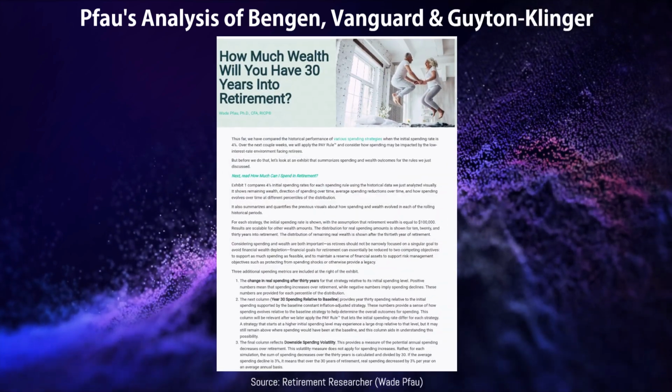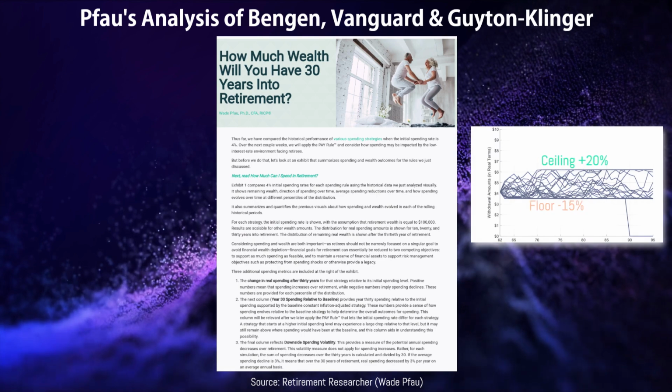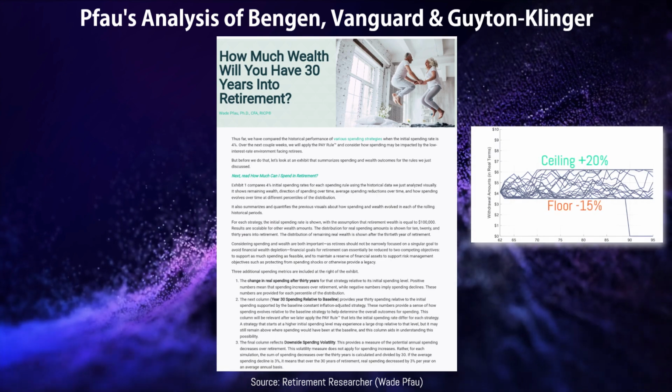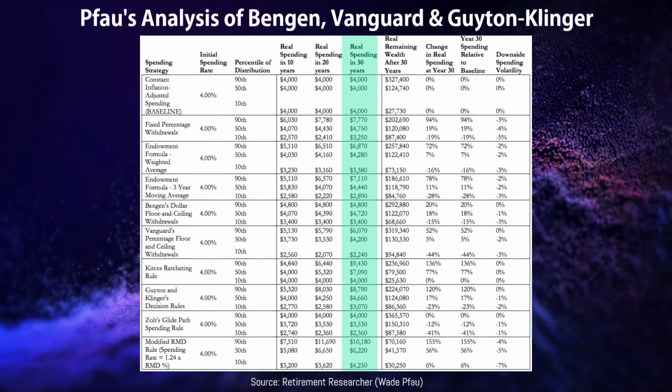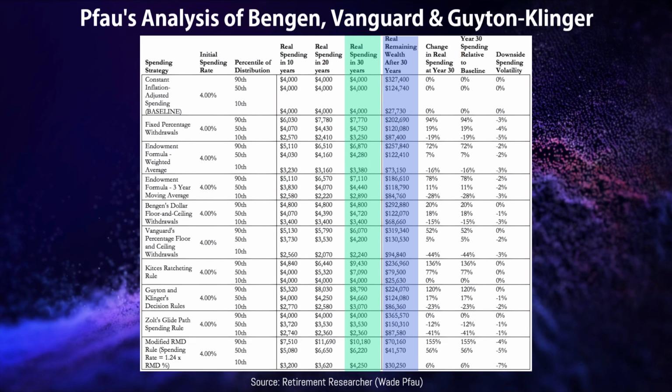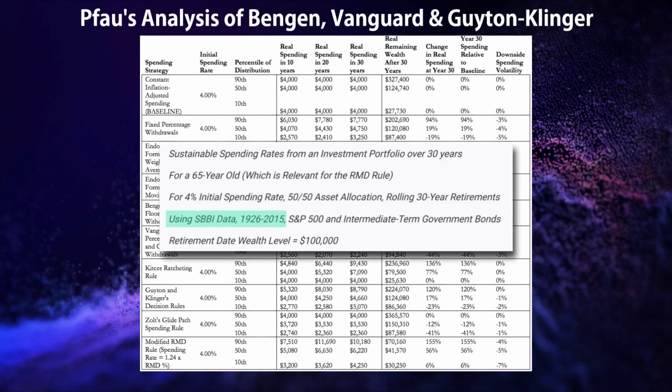One key paper, How Much Wealth Will You Have 30 Years into Retirement?, evaluates strategies using a 20% ceiling and a 15% floor. We will focus on 3 key metrics: real spending after 30 years, remaining wealth after 30 years, and spending relative to baseline. I'll skip the downside spending volatility, as it's largely comparable. Pfau used data from 1926 to 2015, for a 30-year retirement with a 50-50 portfolio, starting with $100,000.